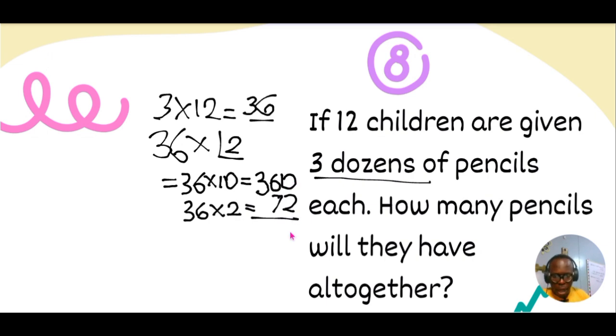Okay, so this is an addition, so make sure you put your sign there. 0 plus 2 is 2, and this is a 13. I take 1 to the other side, and that gives me a 4. So all of them actually would have 432 pencils altogether. 432 pencils altogether. I hope you understand that.